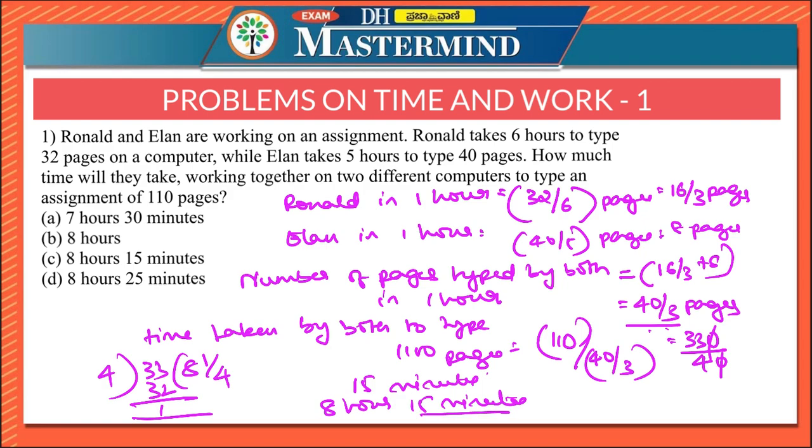So 1 by 4th of an hour is 15 minutes. 1 by 2 of an hour is 30 minutes. 3 by 4th of an hour is 45 minutes. Likewise, this comes down to 8 hours 15 minutes. Therefore, the right option over here is option C, 8 hours 15 minutes.